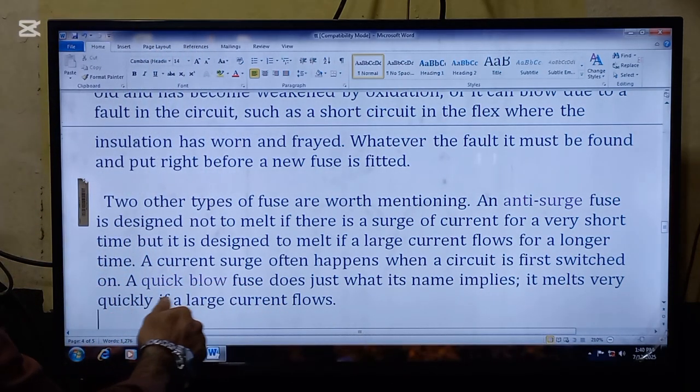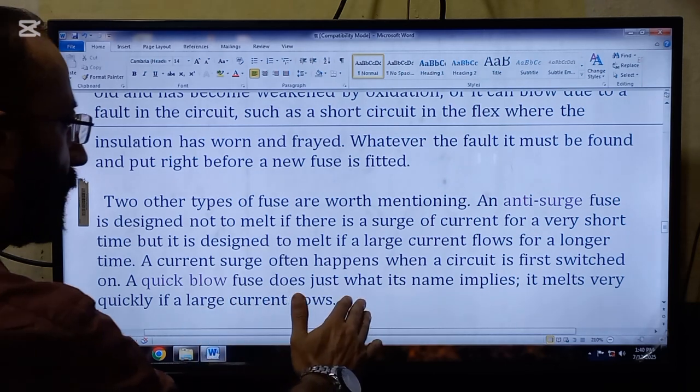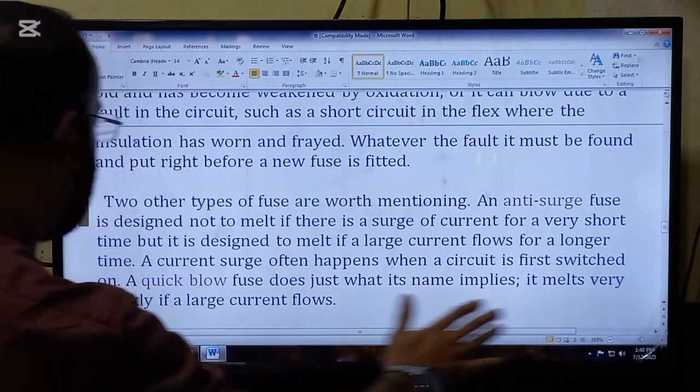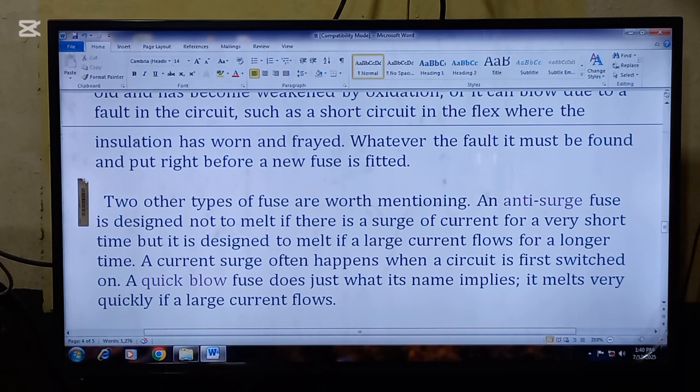The second type is a quick blow fuse. It does just what its name implies. It melts very quickly if a large current flows.